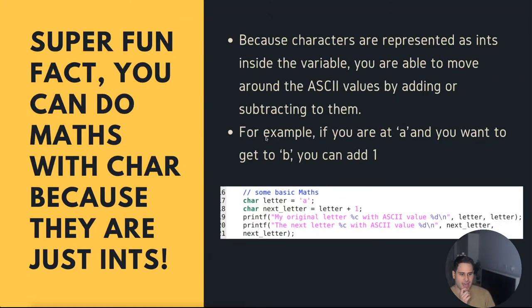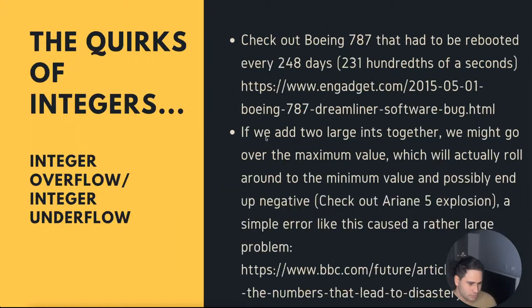I'm going to skip that slide. I mentioned that characters are just integers. That means we can actually add one and subtract one to them. It's a little bit weird to do that, but it is completely possible. Some quirks about integers, some fun facts. I mentioned integers can store values in the range of negative 2 billion to positive 2 billion. But this does not mean that the real world does not do things that tick over that 2 billion figure.